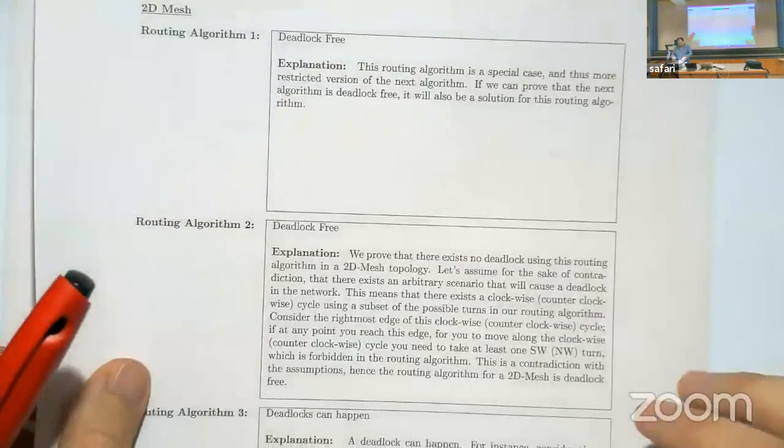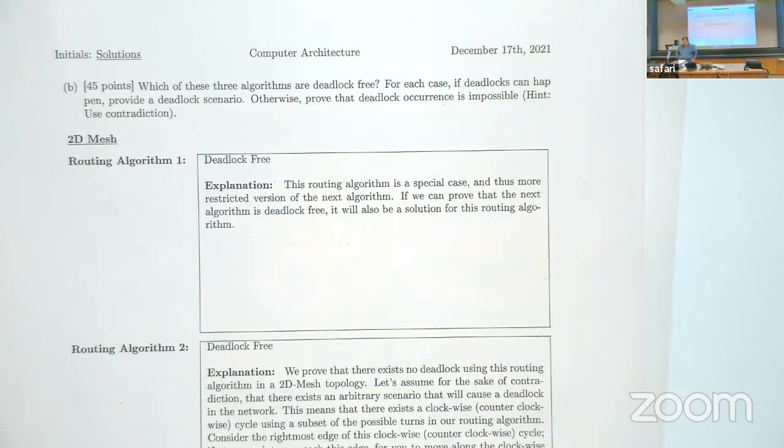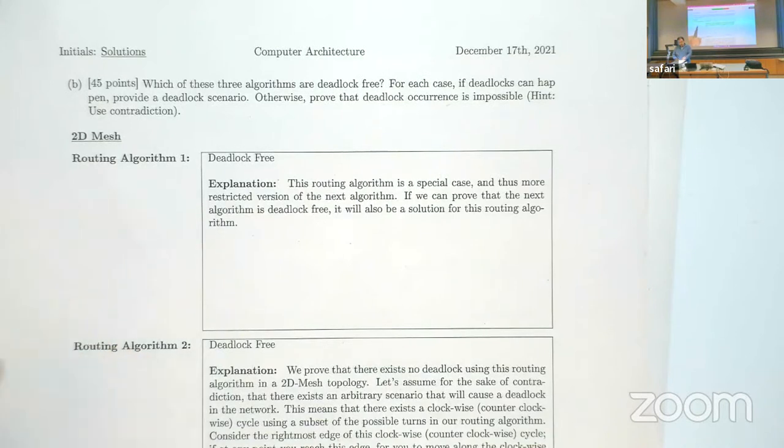So the next part of this question is about deadlock freedom. I guess you're all aware of deadlock. Basically, whenever you have some cyclic dependence in your network and packets cannot proceed anymore, we are in a deadlock position. We are asking that for each topology and each routing algorithm, you need to prove that it is deadlock free or that deadlock can happen. If the algorithm is deadlock free, you need to prove it. If you are saying that it is not deadlock free, you just need to provide an example that deadlock can happen.